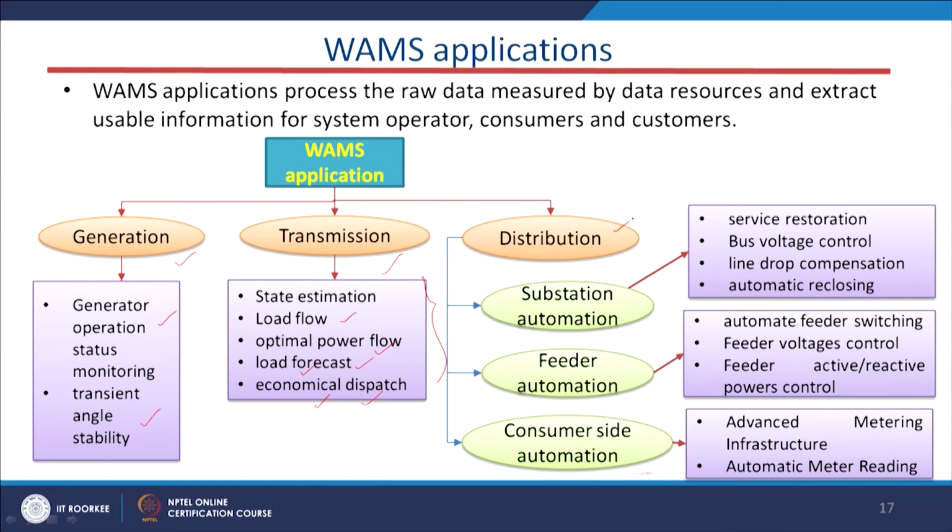Coming to the distribution part, we have substation automation, feeder automation and customer side automation. The distribution part is in fact the customer's end, where the utilization of the power takes place. Obviously, more interaction is going to be at the customer side, and that is why the smart grid aims to make the distribution system more smart in nature.